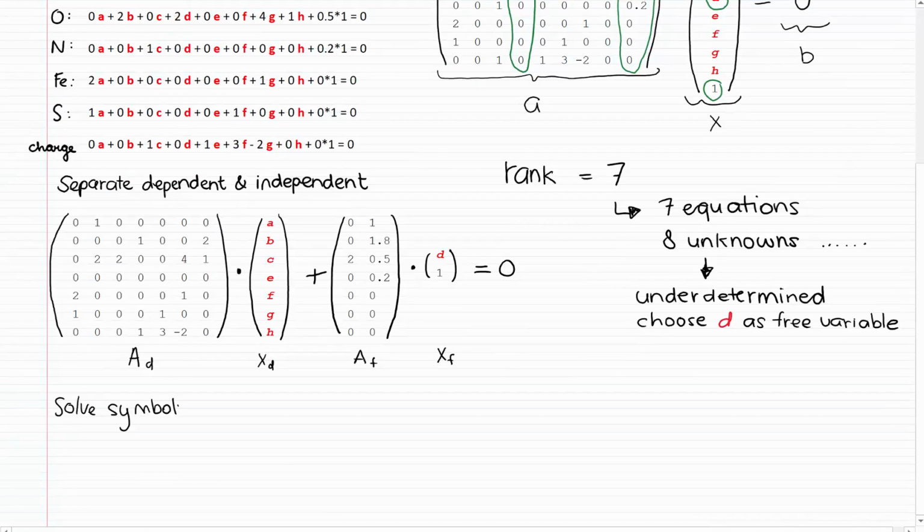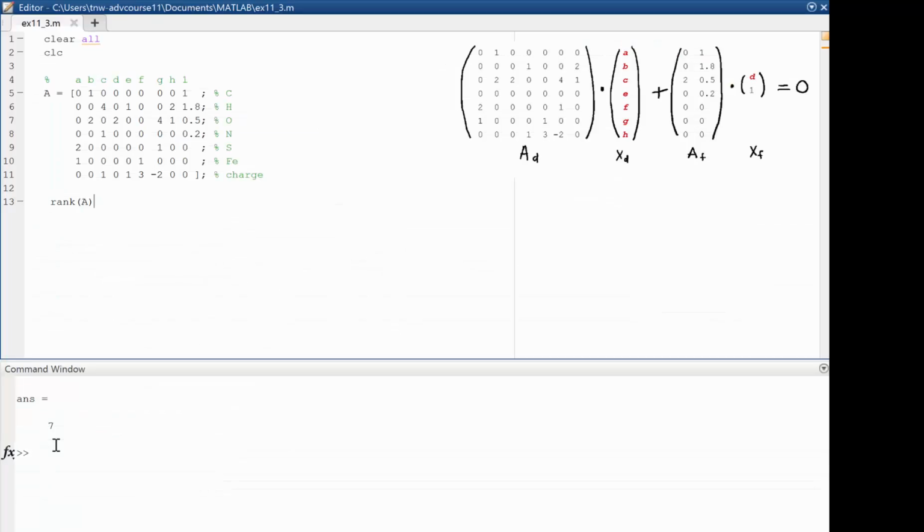We can solve this system symbolically in MATLAB by expressing the unknowns as a function of D. We can do this by solving this formula. Let's do this in MATLAB now. We've already typed our matrix A in MATLAB. We can define our AD and AF matrices by indicating which columns of A we want to select. Therefore we can use this notation. All rows of column 1, 2, 3, 5, 6, 7 and 8 for AD and all rows of 4 and 9 for AF. We also have to define our vector xf.